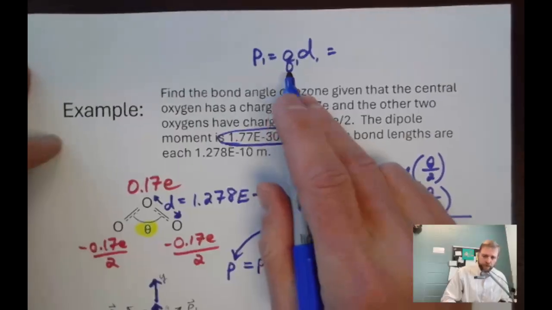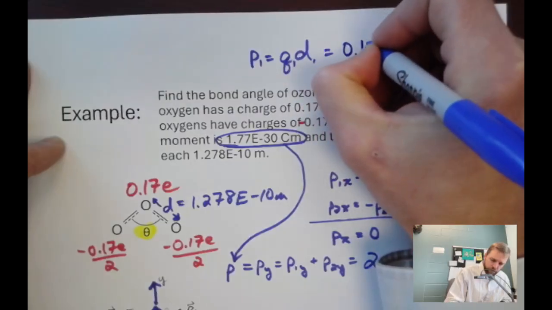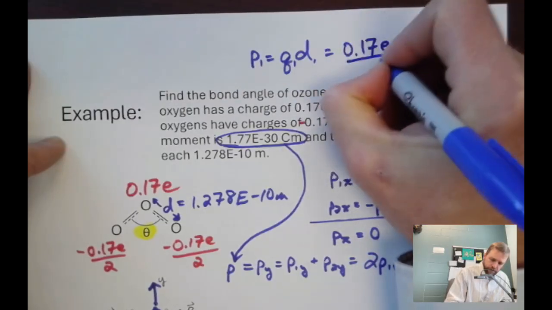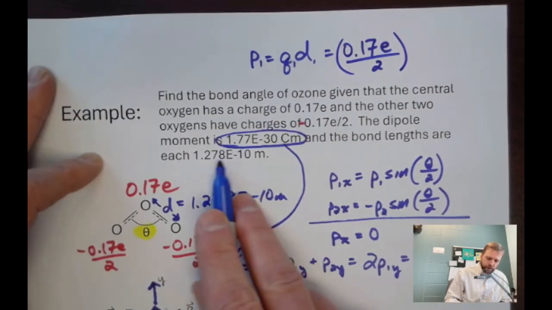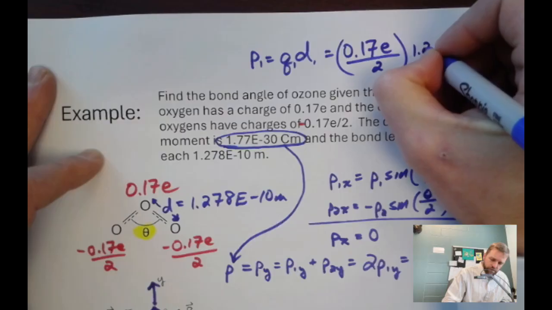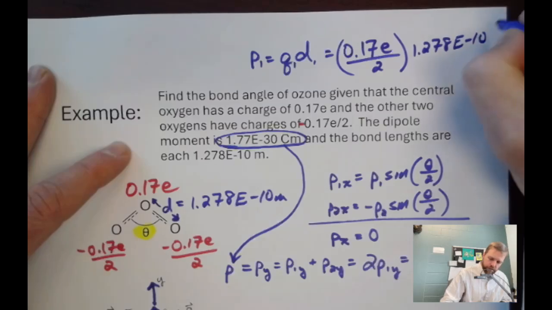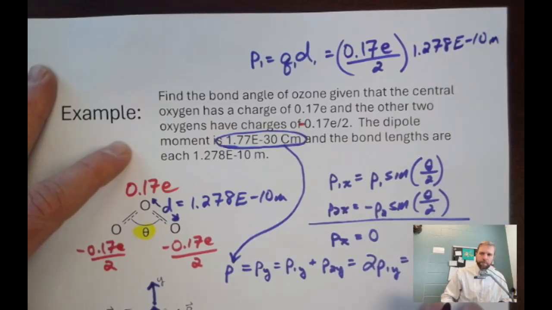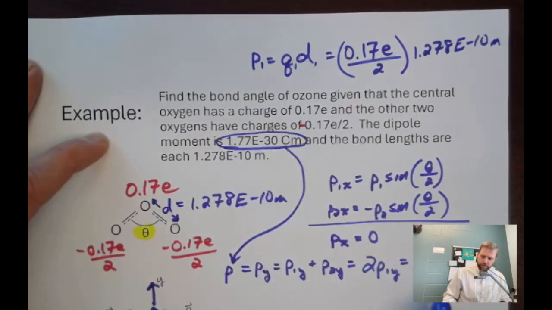Okay, so we'll go back up here. We're going to plug in what Q is. Q is 0.17 E over 2. That's Q. And then D is the bond length, so that's 1.278 E minus 10 meters. Okay, so that is just the strength of the dipole of one of these. It's this term right here. And then what we're looking for is theta.